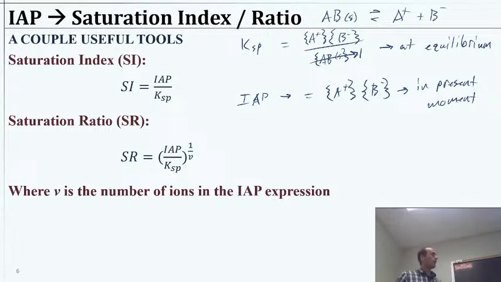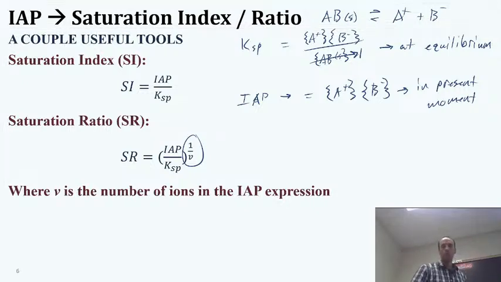Now, that's pretty handy, but there's one other thing we can do which helps us map it out on more of a molecular scale. That is to take that exact same equation and call it a saturation ratio by raising it to the 1 over v power, v being the number of ions in it. So maybe we have some solid that has 3 different ions that form it.